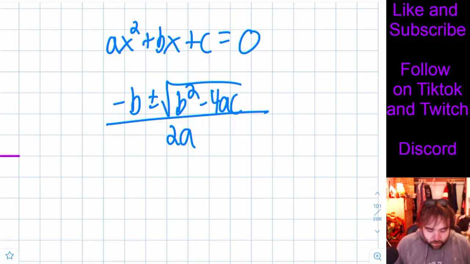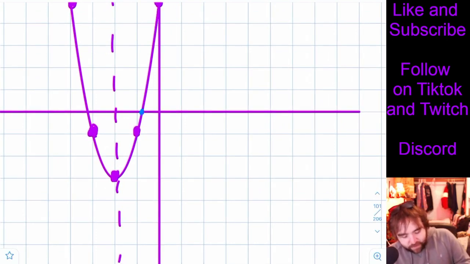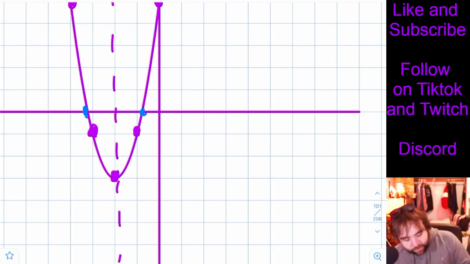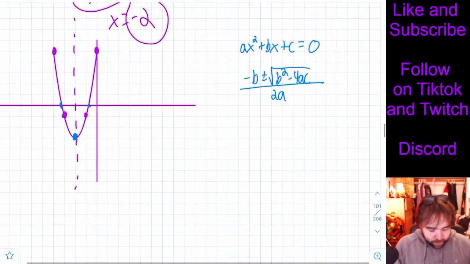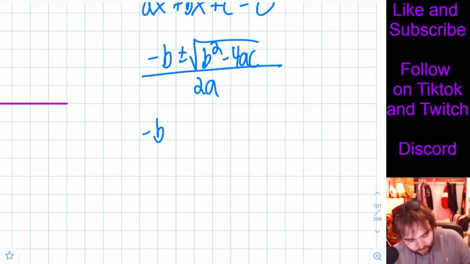So now, what is it though? These are the different x-intercepts, the plus and the minus version. So the whole idea is that would be how we find these x-intercepts here. And then since a parabola is symmetric, we always know that the vertex is in the middle of those. So how do you find the middle of something? You average them.